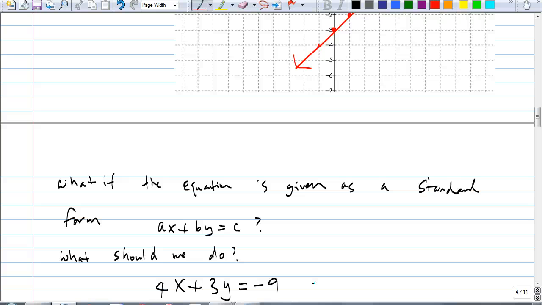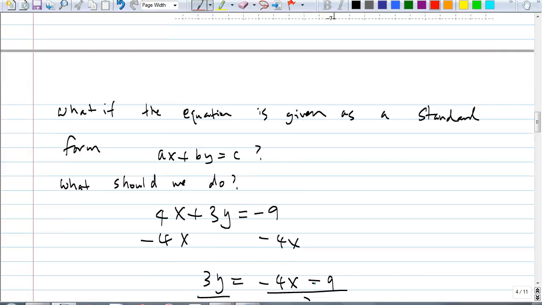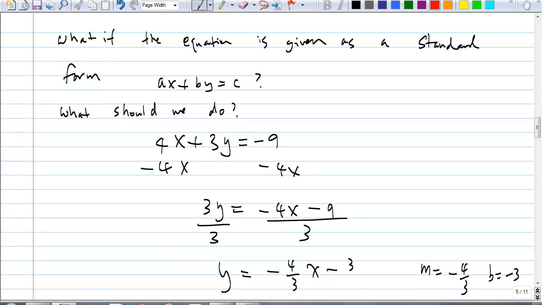So William, tell me what to do. Subtract 4x from both sides. I got negative 3y equals negative 4x minus 9, and then divide by negative 3. Right, 3y or 3? 3. So yes, I subtract 4x from both sides and then divide by 3. And then my slope is what? Yes? Negative 4 over 3, which is right there. And my y-intercept is negative 3. Would you not agree? Okay.